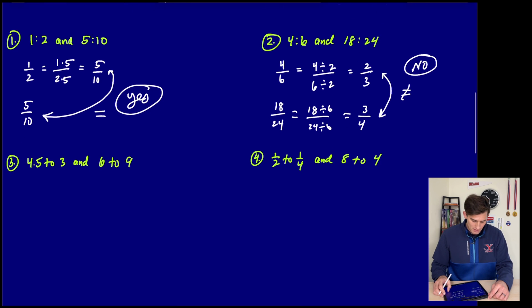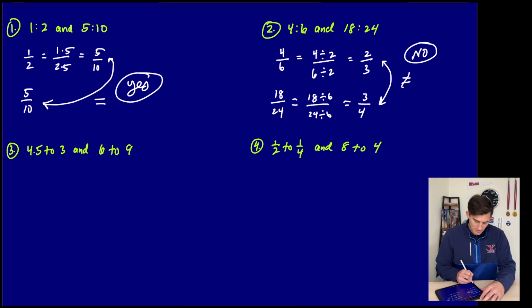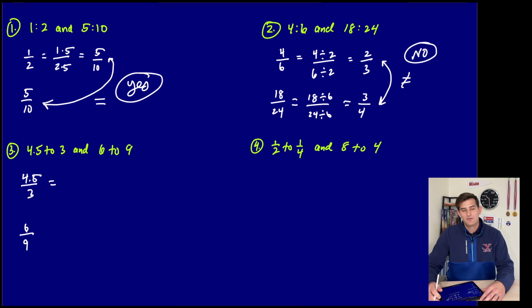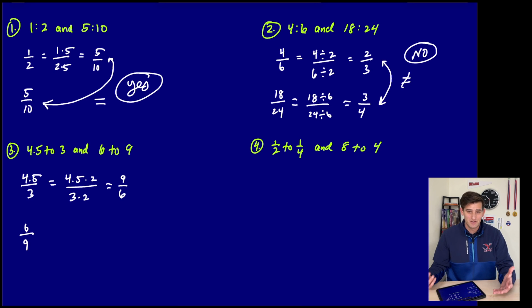All right, next two examples. Number three, we have 4.5 to 3 and 6 to 9. So I'm going to write 4.5/3 and then 6/9. Okay, so 4.5/3, I have a decimal there. I just want to get rid of that decimal. So what's the easiest number you can multiply by to get rid of that? It would be 2. So I'm going to do 4.5 times 2 over 3 times 2. That's just going to give me 9/6. And obviously 9/6 is not the same as 6/9, right?